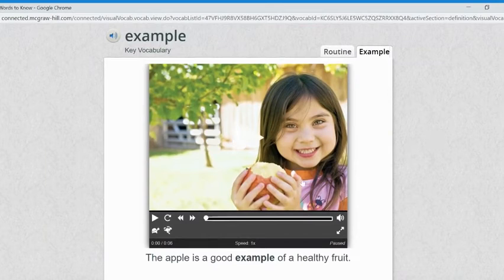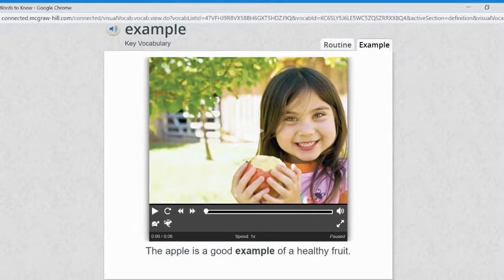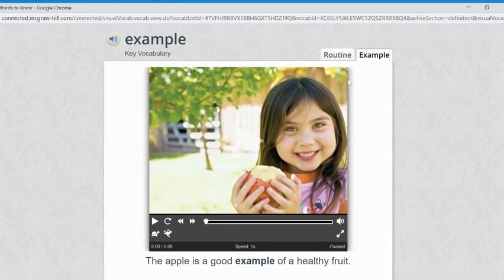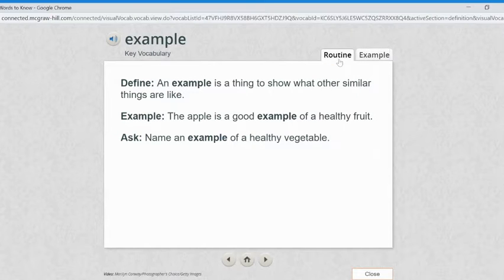Our next word is example. I love how happy she is for eating her apple. Example. The apple is a good example of a healthy fruit. We probably use this word a lot, example. I know I do. Example is a thing to show what other similar things are like.